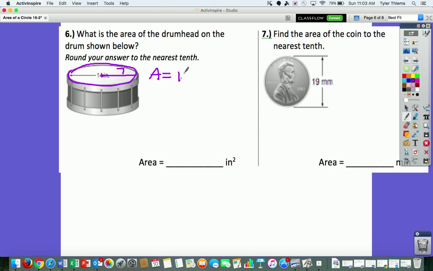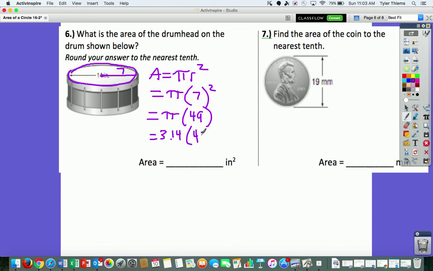Start with your formula. Area is equal to pi r squared. Show all your work. So let's see, in this case the radius is 7. I'll plug in 7 in for r squared. We know that the square of 7, 7 times 7 is 49. So now we'll do 3.14 times 49. Plug that into your calculator, and let's see what you get when you do that. 3.14 times 49.